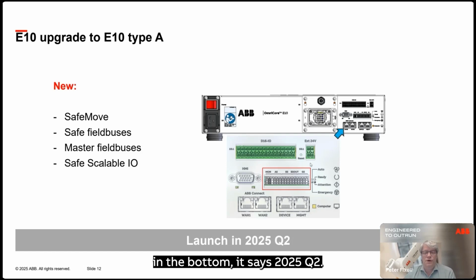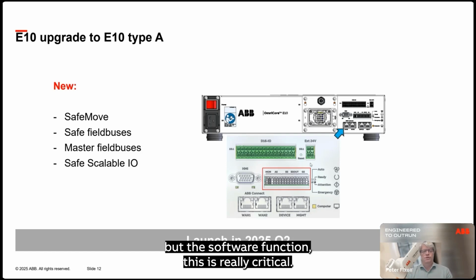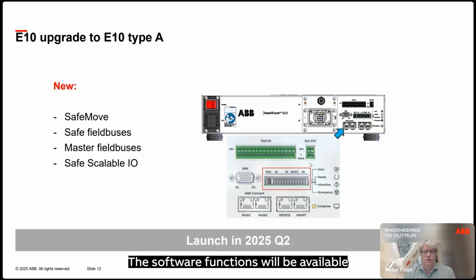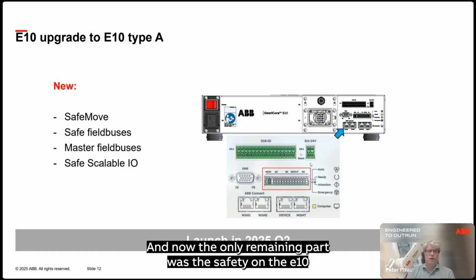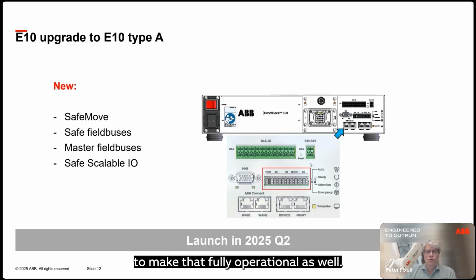Sorry for the mistake in the bottom. It says 2025 Q2. That should be 2026 Q1. Sorry for that one. We will introduce the E10 Type A in a running way, but the software functions, and this is really critical, the software functions will be available in 26 Q1. So that is something that is coming. Just want to highlight that we are working on harmonizing the concepts, and now the only remaining part was the safety on the E10 to make that fully operational as well.